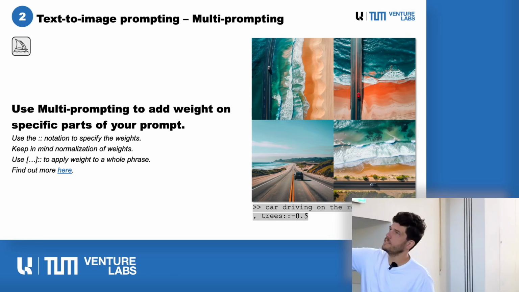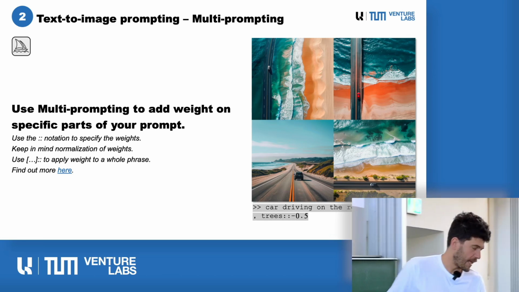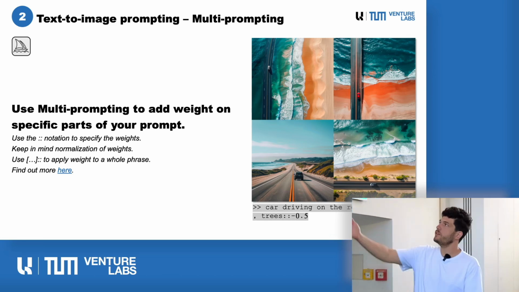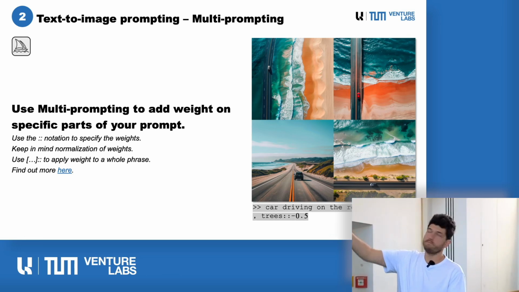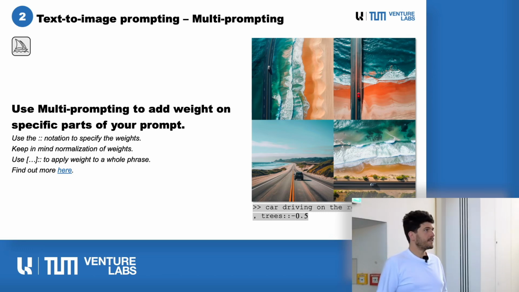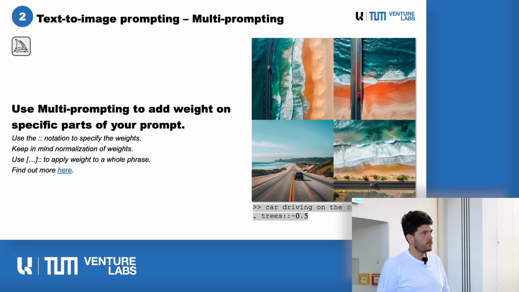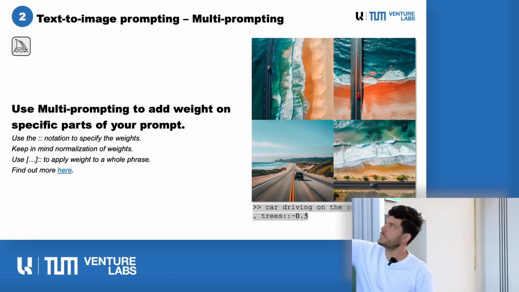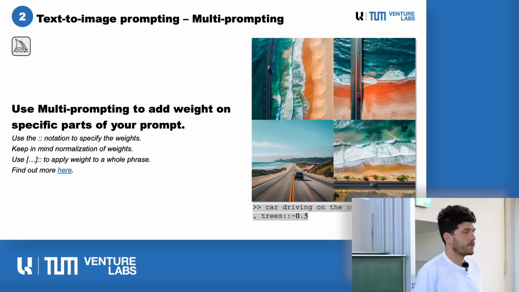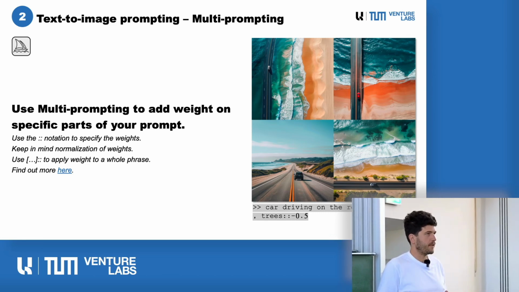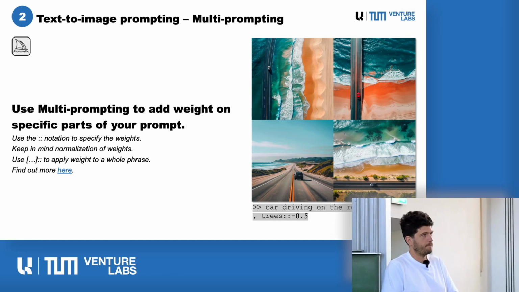And the colon means you want to have more or less of something. For example, the prompt that we have here is a car driving on the road. Full stop, that's it. Beach, double colon 2 means doubly weight the beach, so put a lot of beach in that. Trees, double colon minus 0.5, meaning put half of the trees in that you would usually put in. So give it half the weight.